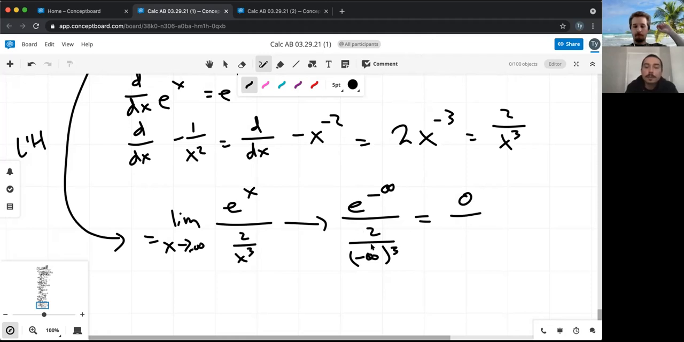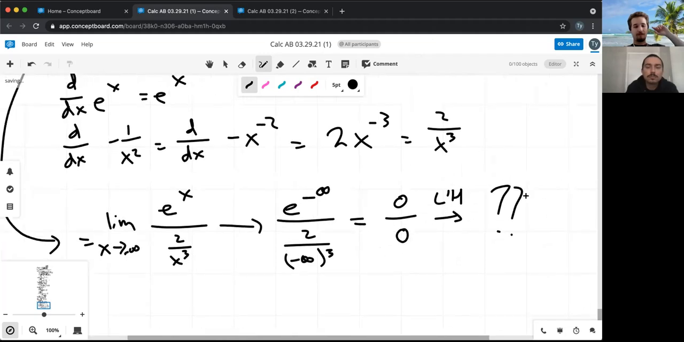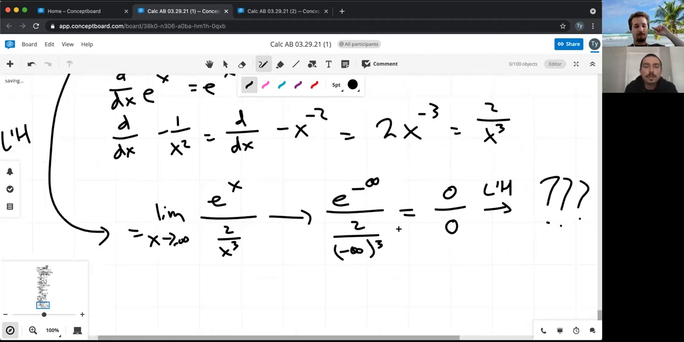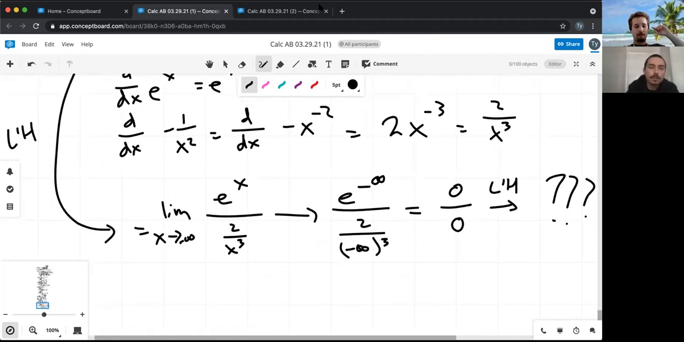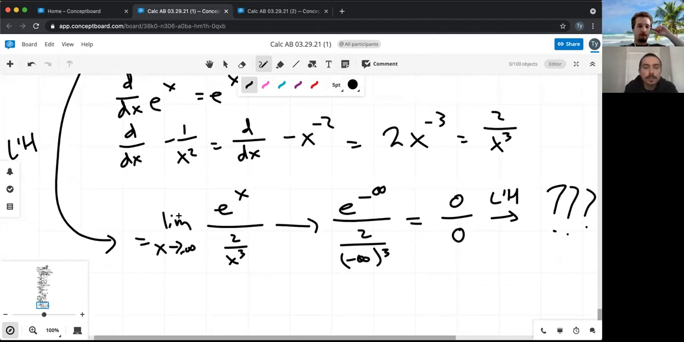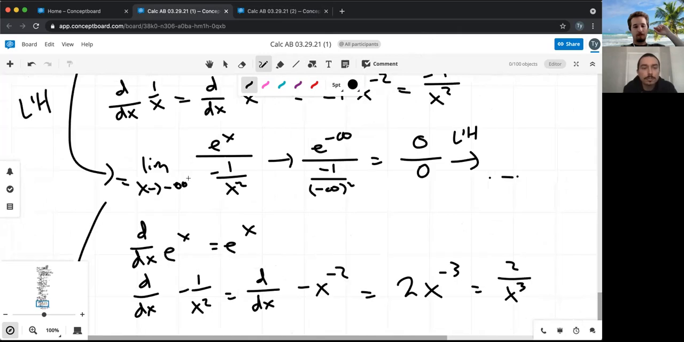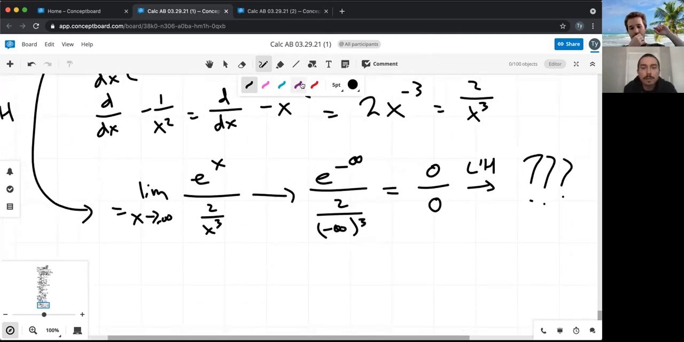Okay, that's 0 over, all right, this is 2 divided by negative infinity. Again, that's just going to be 0. So we use L'Hopital's rule again. So at this point, you might be questioning, am I doing this right? I just had to use L'Hopital's rule. We've already done it twice. Looks like we have to do it again.